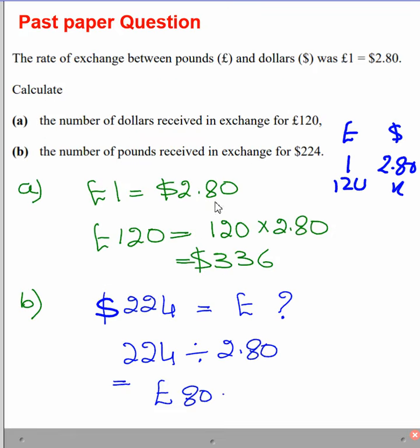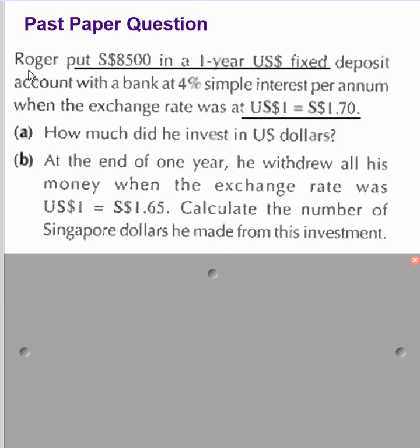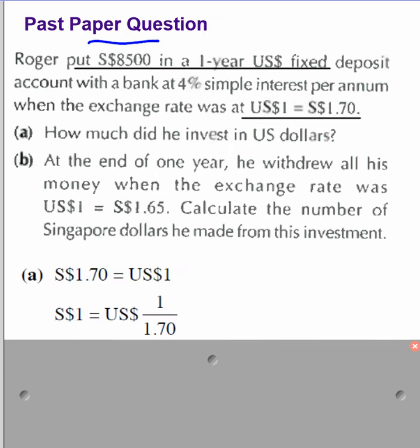Let's see a word problem. That was also sort of a word problem, but not exactly. Now somebody puts 8,500 in a bank, depositing it for a fixed deposit, and at the end, the person will get 4% simple interest. Now, the exchange rate between Singapore dollar and US dollar at that time was 1 US dollar equals 1.70 Singapore dollar. How much did he invest in US dollar? So first of all, we need to see 8,500 is equal to how many Singapore dollars. So straight away multiplication, right?